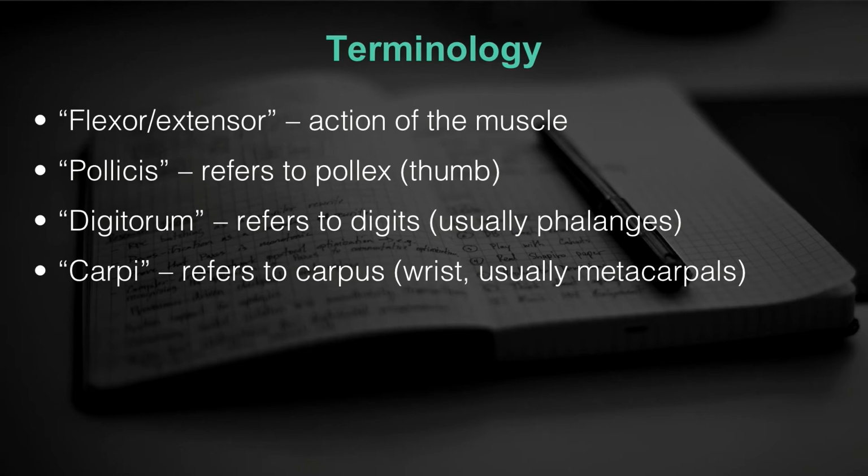Carpi is a muscle that attaches to the carpal bones, or the wrist bones, and metacarpals. I have that written here. Carpals and metacarpals.